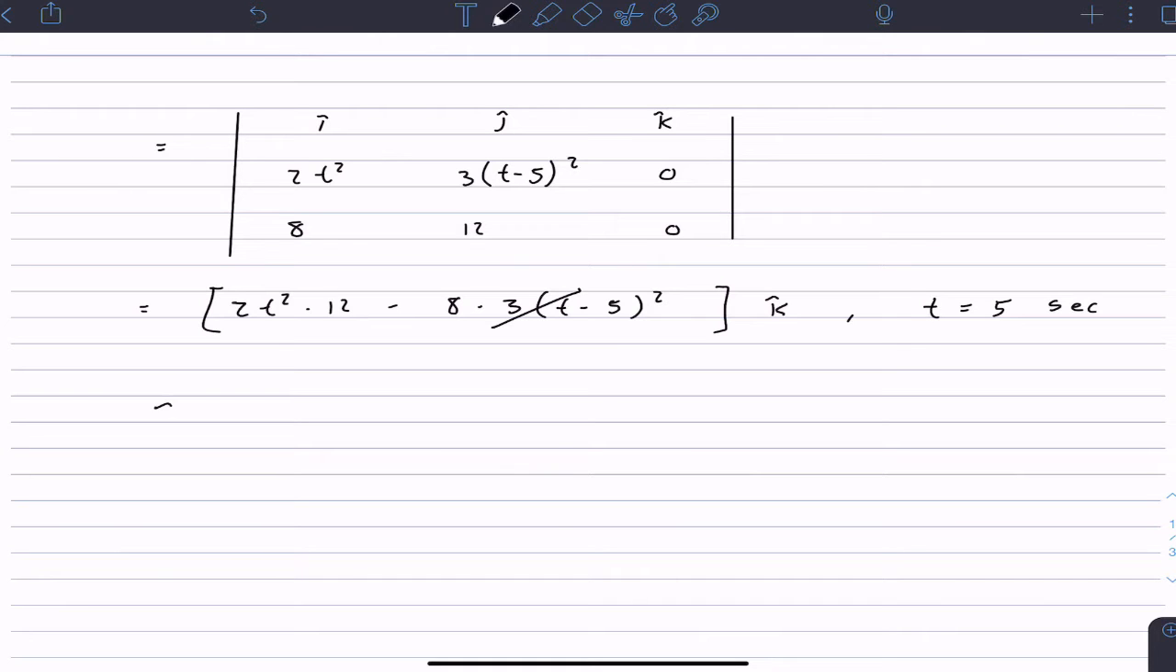So we're left with torque is equal to 24 times 25, in the k hat direction. That gives us a value of 600 joules, or newton meters, in the k hat direction.